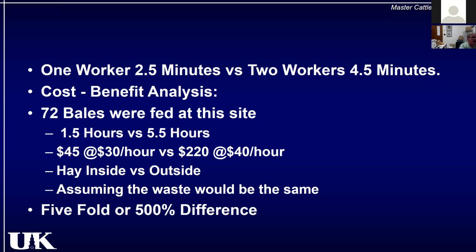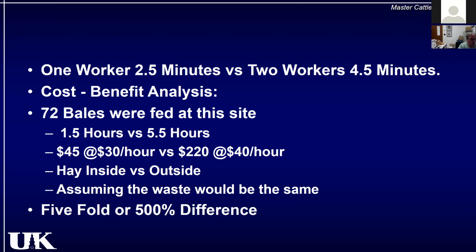But when you do the math of 2.5 minutes versus 4.5 minutes, what you see is the time it would take to feed 72 bales takes 1.5 hours doing it my way, and 5.5 hours doing it their way. If you do the money on that, that's a difference of $45 per winter feeding season versus $220, which is a 5-fold increase, or a 500% difference. And that 5-fold is important. I need you to remember that.